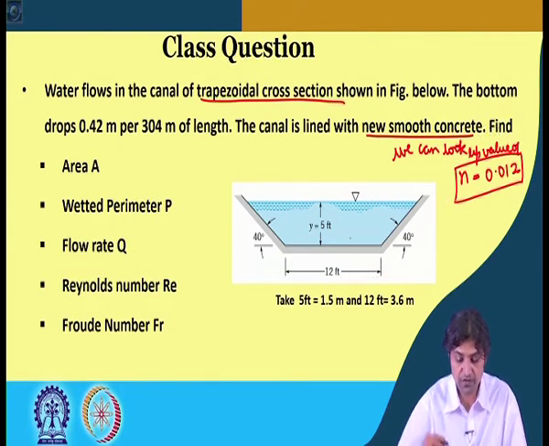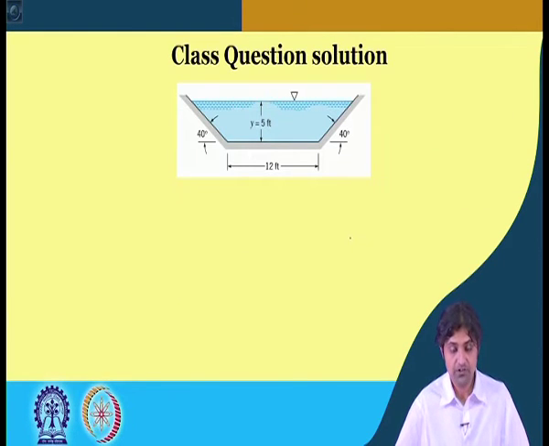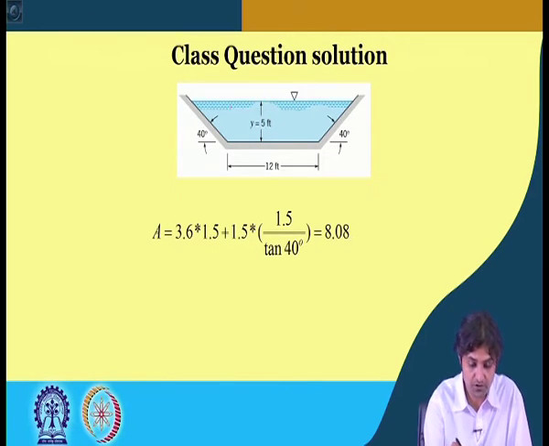You see it is given in feet, correct. So, 5 feet and 12 feet. This problem has also been taken from Munson, Okiishi, Huebsch. This gives a very clear cut idea how to, one of the most simple cases of finding uniform flow, hydraulic radius and the flow rate and everything. Okay, so we start. This is the figure. So, area is going to be 3.6 into 1.5. So, this is this area, correct.